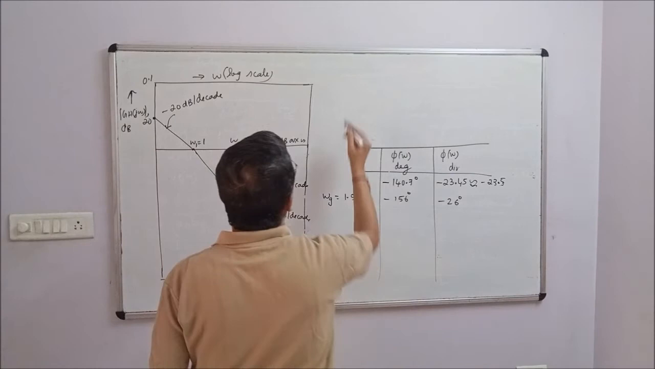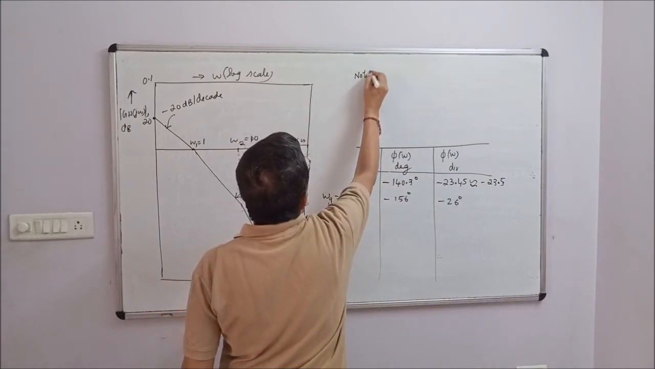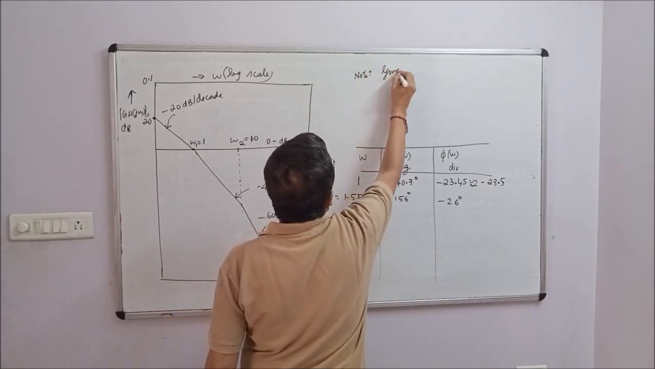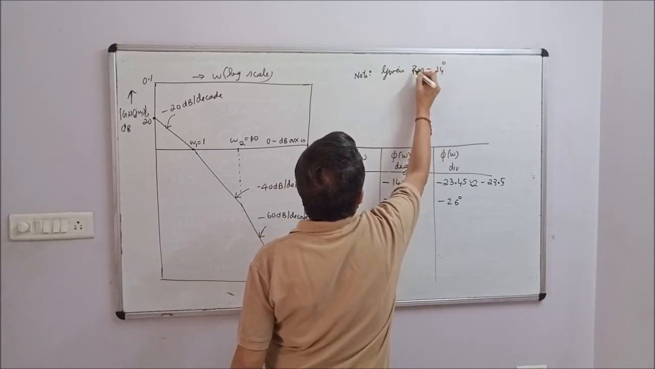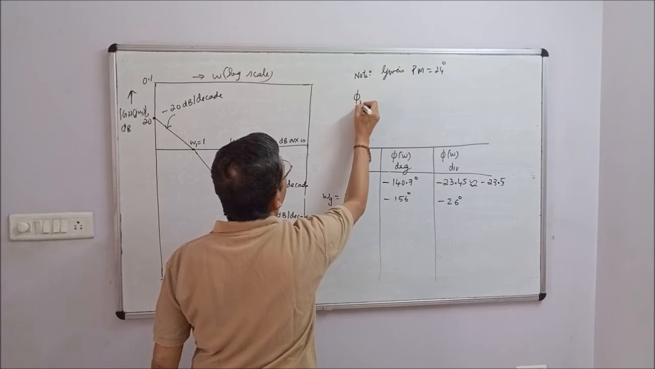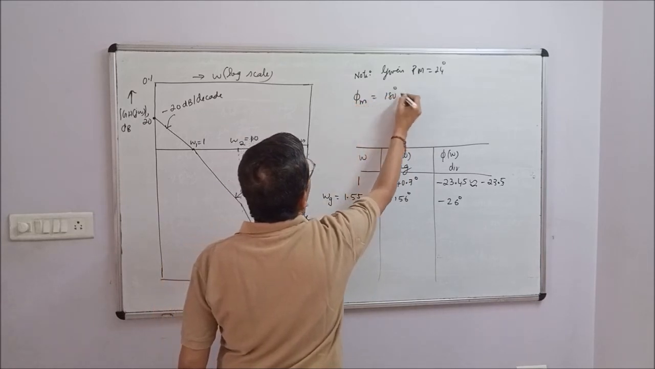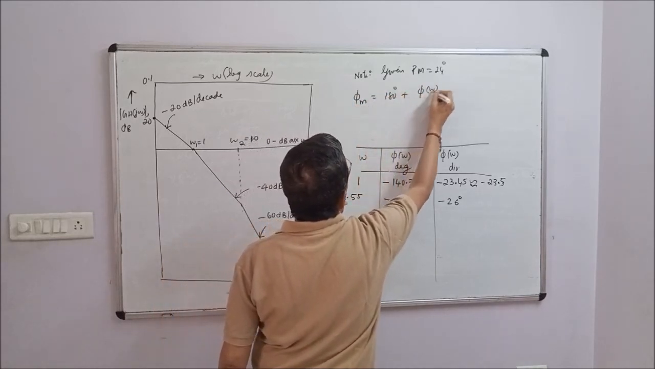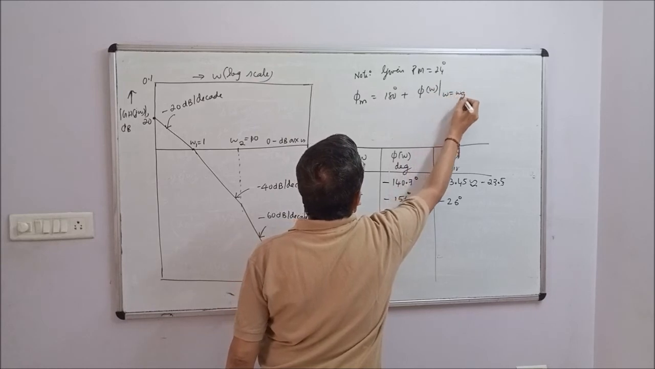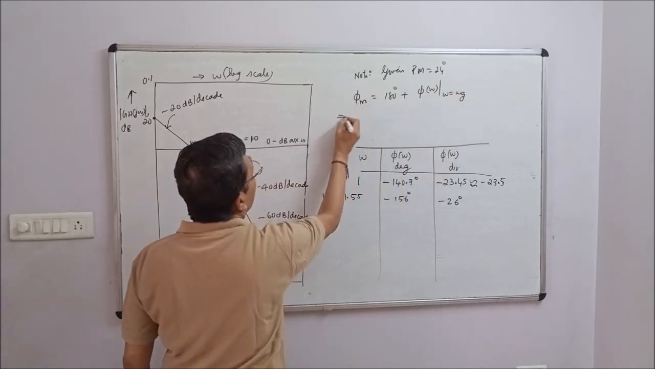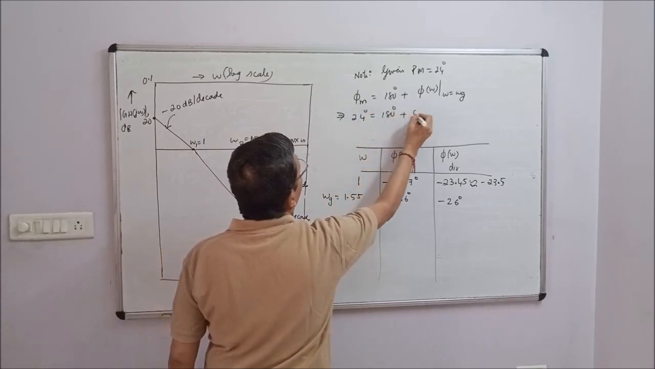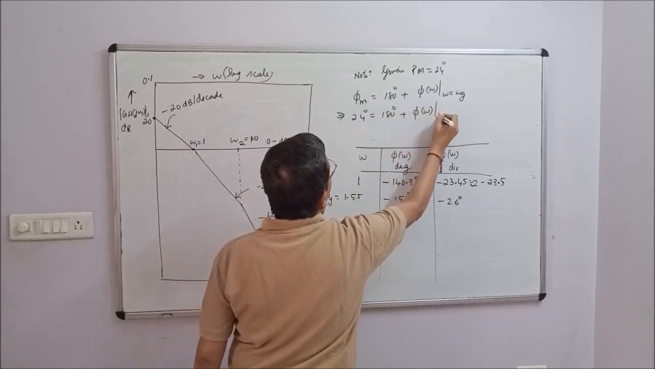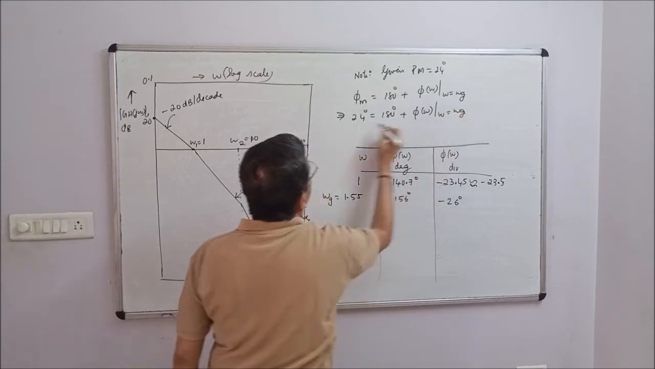Note, given phase margin is equal to 24 degrees. What is the expression for phase margin? Phase margin is equal to 180 degrees plus phi of omega at omega equal to omega g. Phase margin is what? 24 degrees. So 24 degrees is equal to 180 degrees plus phi of omega at omega equal to omega g.